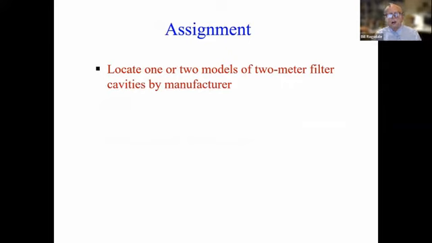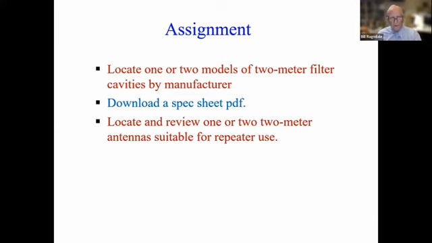So your assignment for next time is to locate one or two models of 2-meter filter cavities by manufacturer. We use Telewave. There are a number of other ones. So find a cavity filter supplier, download a data sheet, read the data sheet, and get familiar with the terminology that's on it. And also locate and review one or two 2-meter antennas suitable for repeater use. We're using Diamond, which is an economy-level antenna. There are a number of them, folded dipoles, that are a better style of antenna. So do a little research on this for next week.